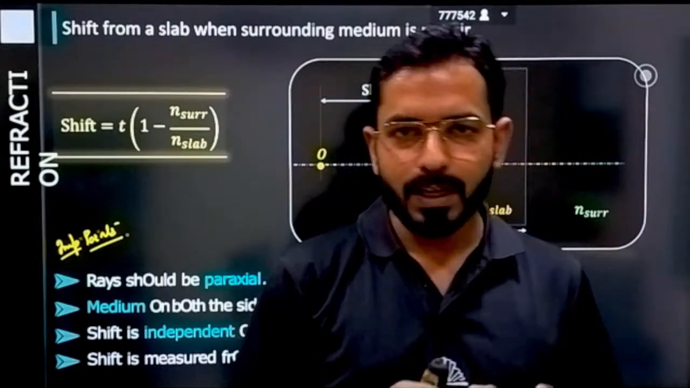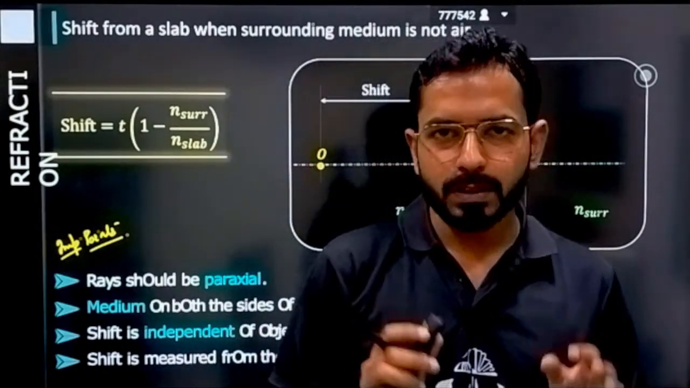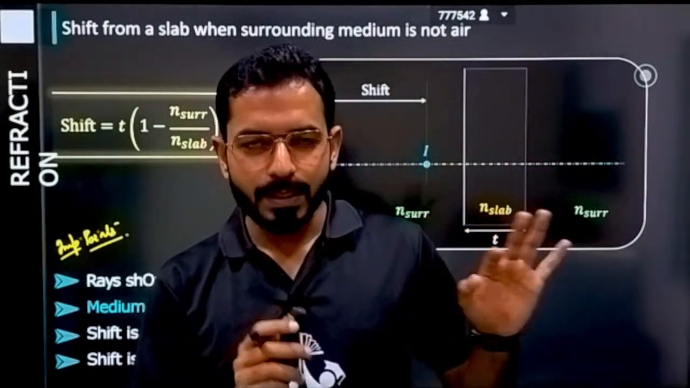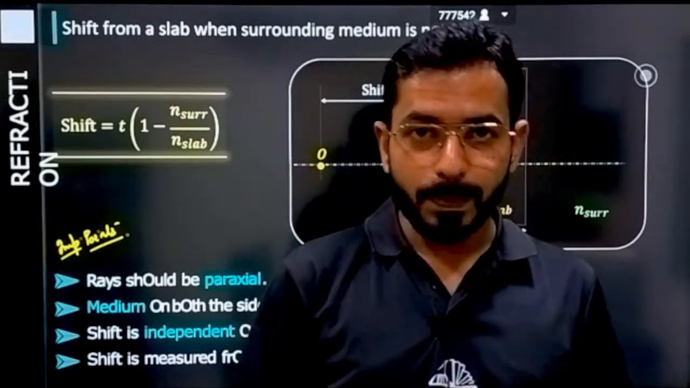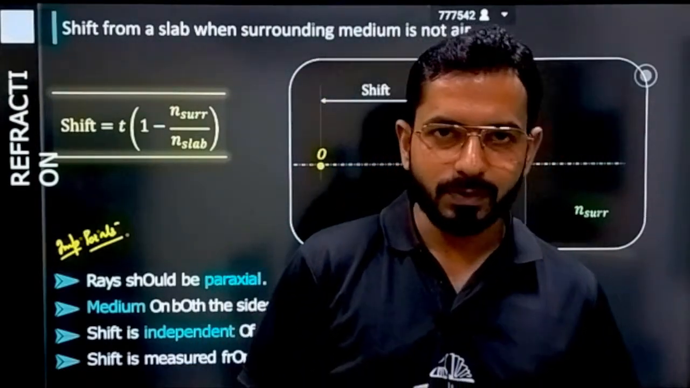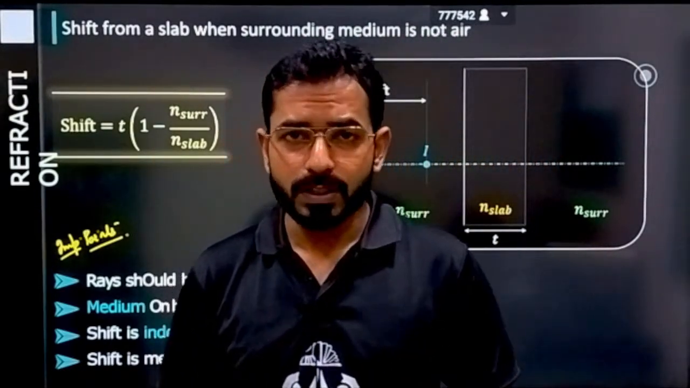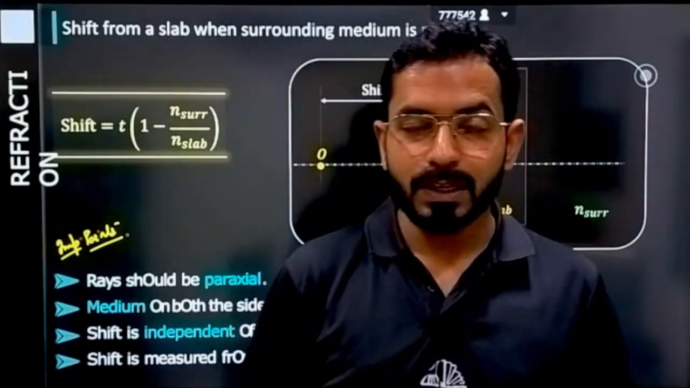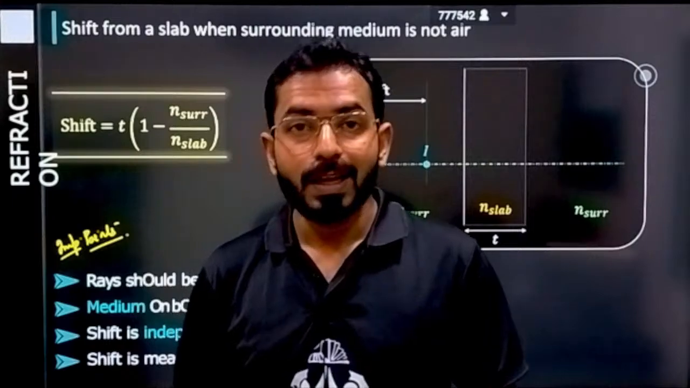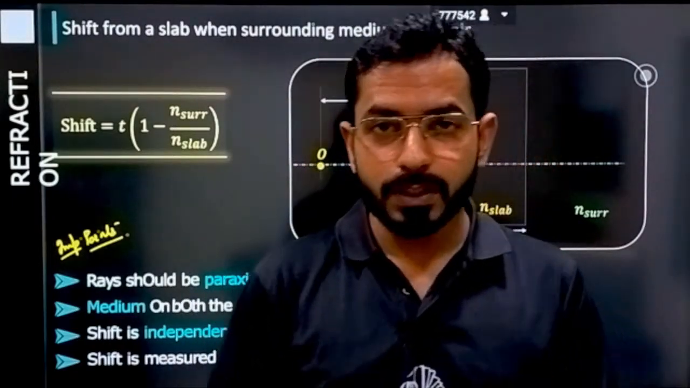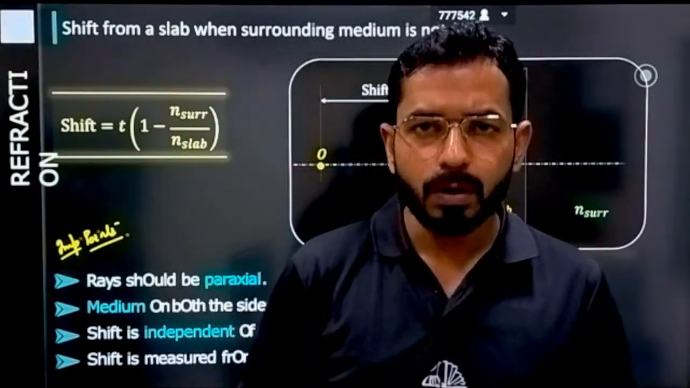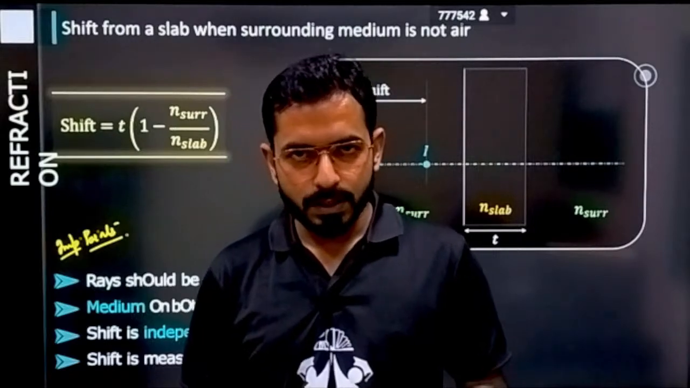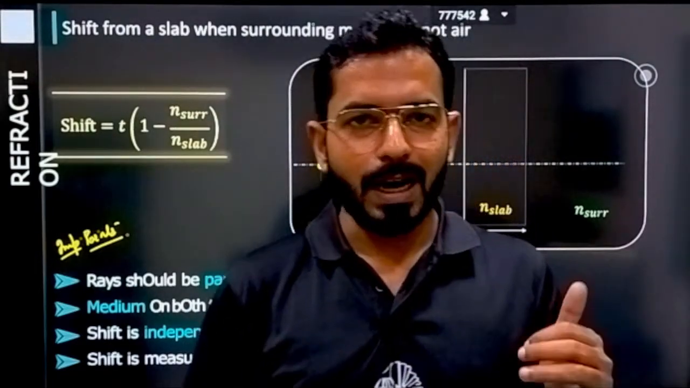In this lecture, till now we have completed three major sectors of optics. In the first lecture we saw reflection from a plane mirror. In the second part we saw reflection from a spherical mirror. In the third part we saw refraction. We have started refraction, and in this lecture also we are majorly going to see refraction from a glass slab.